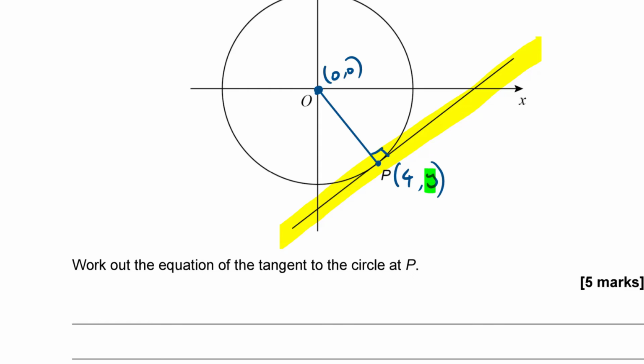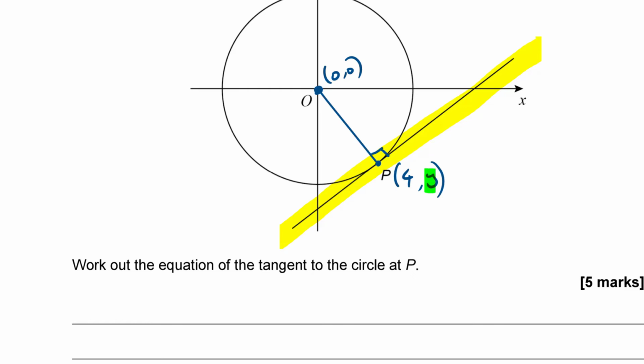And then we can use the fact that that radius and this tangent are perpendicular to find the tangent gradient. And then we should be able to find its equation. So quite long, but let's just crack on and let's get it done. So the first thing we need to know is the y coordinate of P.